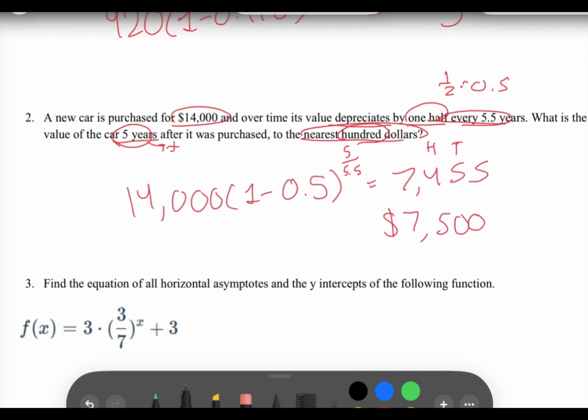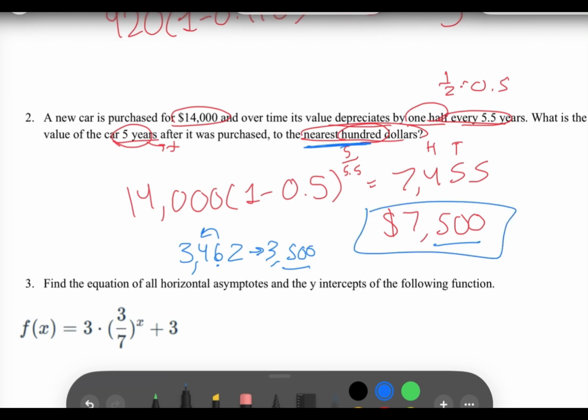$7,500, because when it's nearest $100, it's implying that they want the number itself to have some sort of hundreds in it. So let's say they wanted us to round 3,460, right? Or 3,462, right? The 6 raises, so what was it? I think it was 5 or more raises the score. 6 is more than 5. So this is going to end up being 3,500. Just like we had 500. So that's what I mean by nearest $100. So this would be your answer, $7,500.